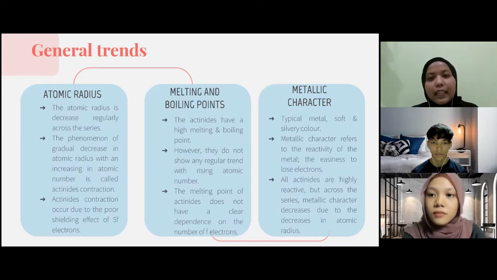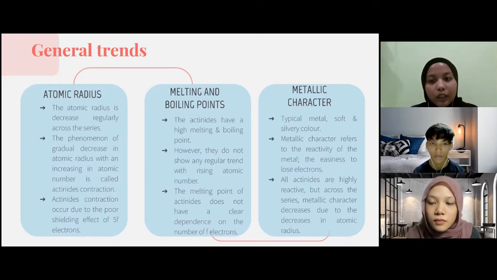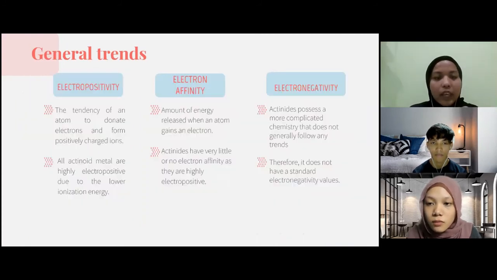So next, we go for the metallic character. The actinides are typical metals, soft and silvery in color. And as Yasmin mentioned earlier, they will tarnish in air, and they have relatively high density and plasticity. So what is metallic character? Metallic character refers to the reactivity of the metal, so it means the easiness to lose electrons. So all actinides are highly reactive, but across the series, metallic character decreases due to the decrease in atomic radius.